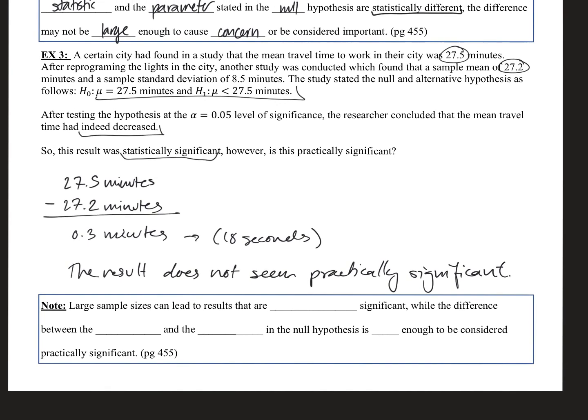Practicality. All right, so note, large sample sizes can lead to results that are statistically significant, while the difference between the statistic and the parameter in the null hypothesis is not enough to be considered practically significant. So that's kind of what happened here. There was a statistically significant finding, but there was not enough of a difference to be practically significant in a person's daily life.